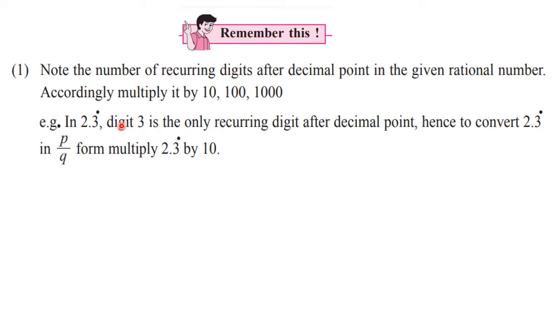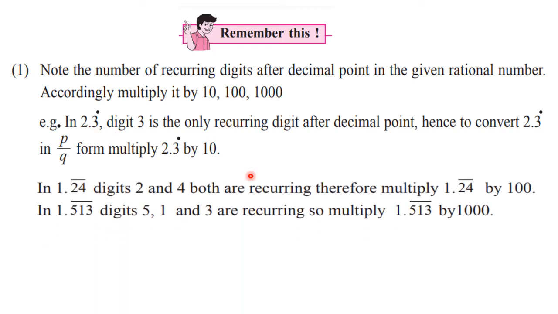For example, if only one digit is there, then you are going to multiply by 10. Okay, so when you want to convert this recurring decimal in P upon Q form, always take a note of the digits which are recurring. If it is 1, then multiply by 10. Similarly, if the digits are 2, you have to multiply by 100. If the digits are 3, you have to multiply by 1000. So count the number of recurring digits and accordingly you have to multiply. Okay, so this is about how to express the recurring decimal in P upon Q form.